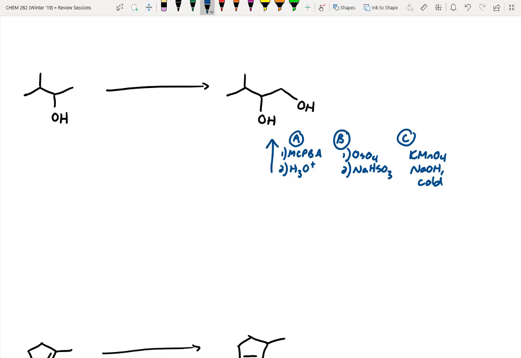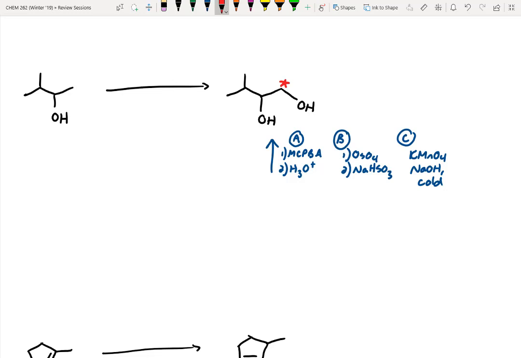No, because we're not really making a syn or anti-diol, right? It's impossible to tell whether or not it's syn or anti, because right here, we don't have a stereocenter. So we can't definitively say whether or not it's syn or anti in this situation. So really, any of these 3 pathways would work.